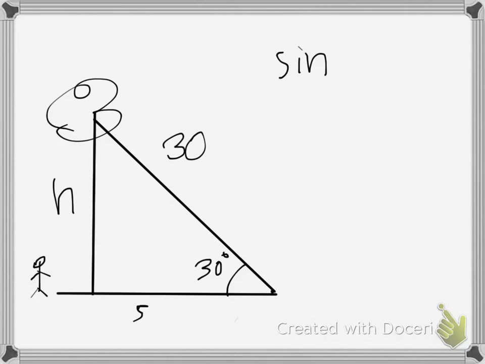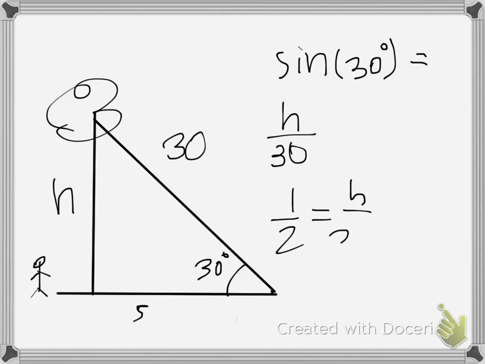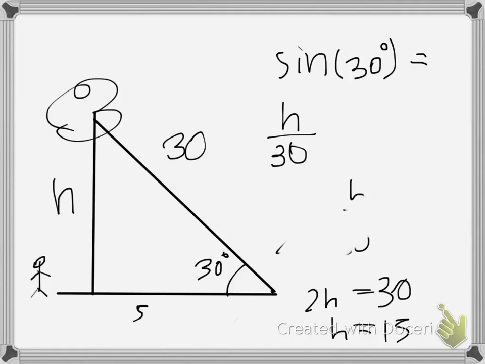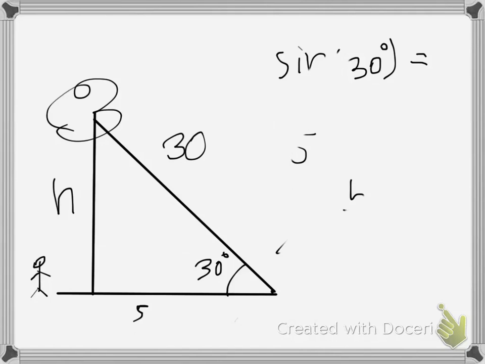So we get the sine of 30 degrees is equal to opposite, which is h, divided by hypotenuse, which is 30. So you get 1/2 equals h over 30, or 2h equals 30, or h equals 15. So this tree is 15 feet high. So that's another example of using trigonometry to solve for the side of a triangle.